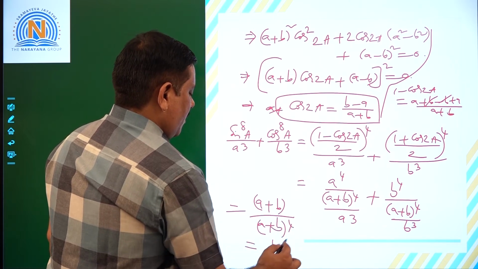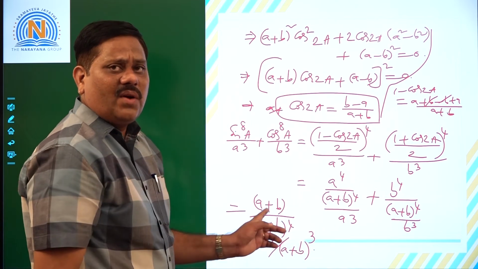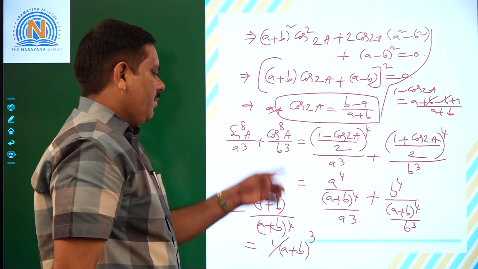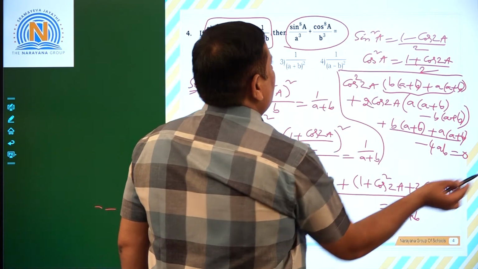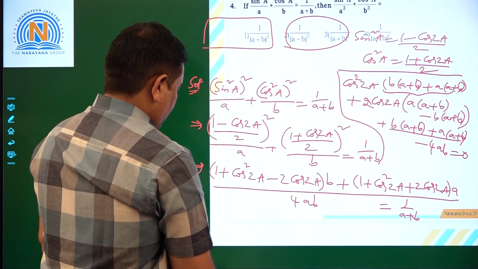That is otherwise 1 by a plus b whole cube. So the result is 1 by a plus b whole cube. The value of sin power 8a by a cube plus cos power 8a by b cube is nothing but 1 by a plus b whole cube. 1 by a plus b whole cube is nothing but, in the given options, first option is the right answer for us. Okay.